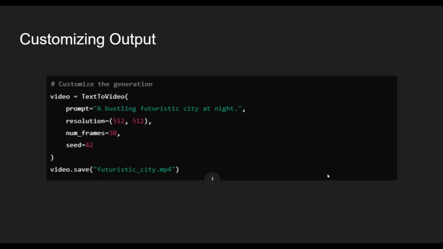Then you can customize the output by tweaking parameters like resolution, frames, or seed values for consistency. Here we set the resolution to 512 by 512 pixels, limited the output to 30 frames, and fixed a random seed for reproducibility. This gives you more control over the generated video.